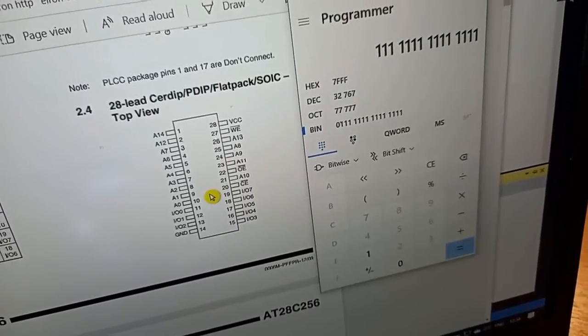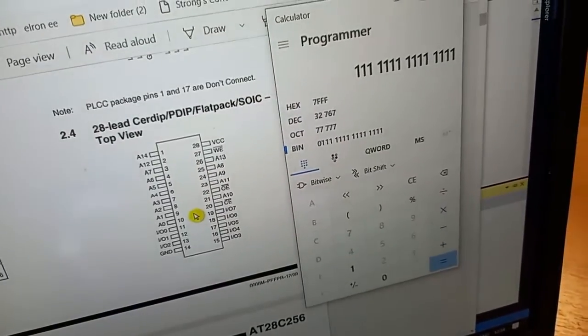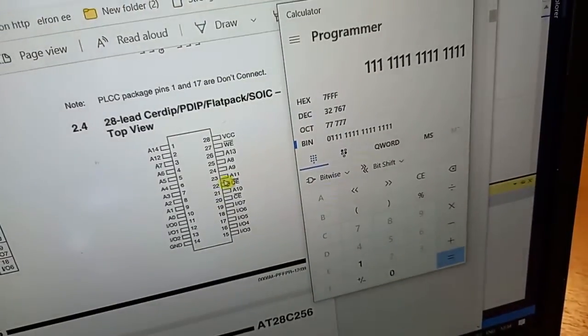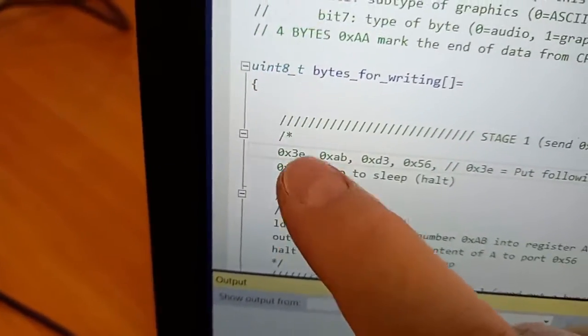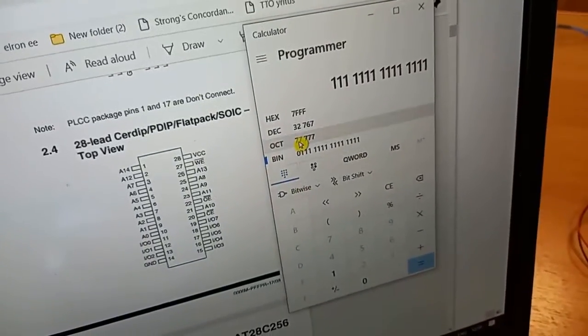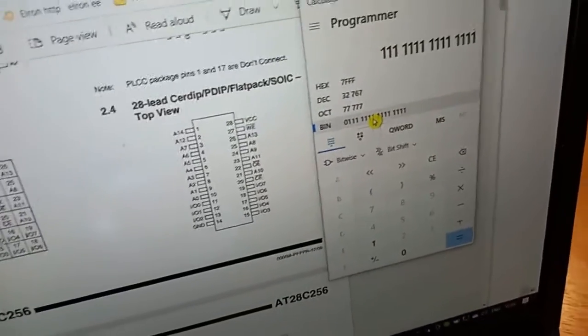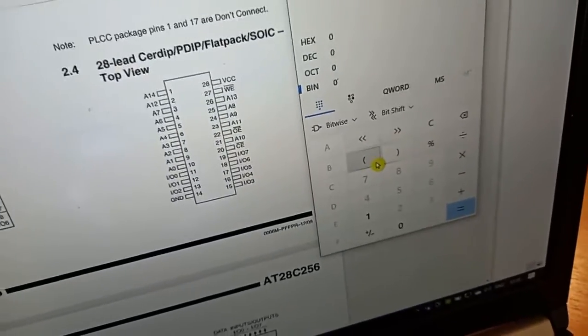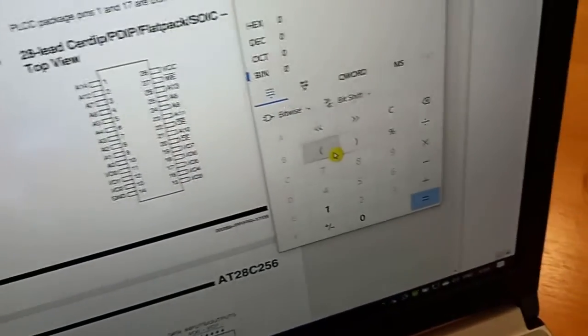It's the same way here. Each number that we put inside, for example, number 3E lives at address 0, number AB lives at address 1, and so on. But altogether we have only 5 bytes, so we don't need that many, 32,000. We only need 5. And for that, we can use switches from 1 to 0 only.